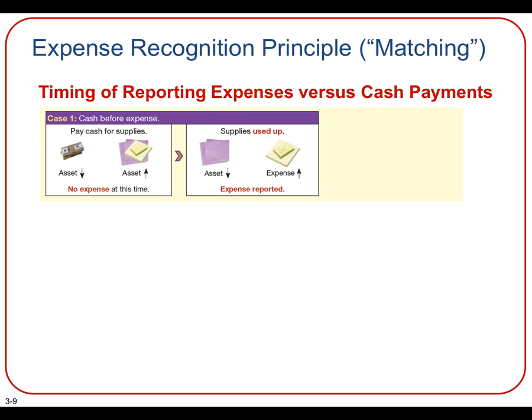So the first case, case number one, is cash before expense. You pay cash and you go out to a store, you buy some supplies for your company. The supplies you bought: a stack of papers, envelopes. So you bought them and you put them in your cabinet. You haven't used them. So is there expense? No, you haven't expensed those papers yet.